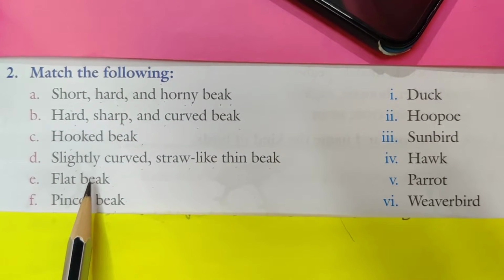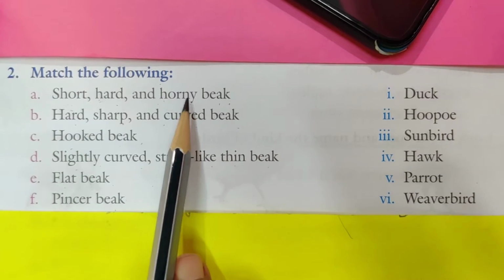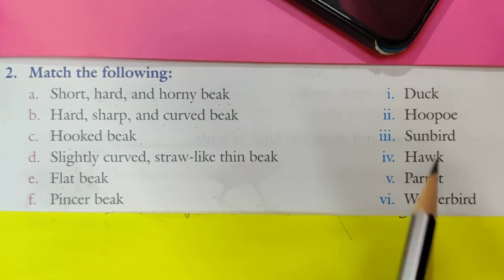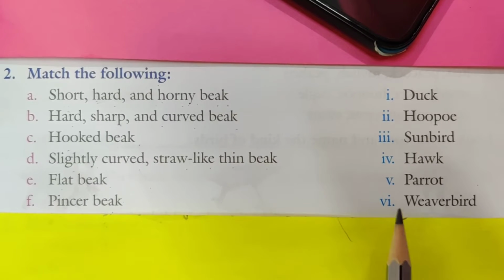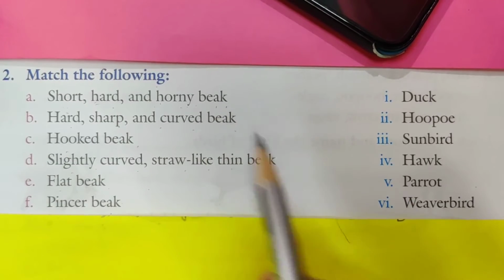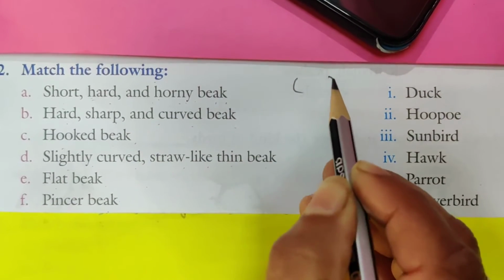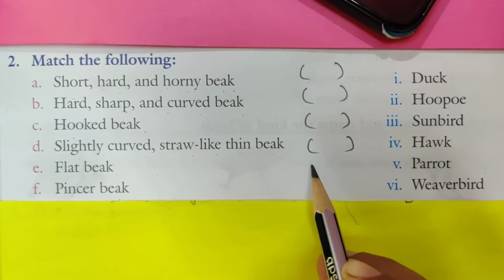Here he has given the types of beaks, and here he has given the names. We have to find out the type of beak and find the correct bird name, what type of beak they have. Now we are not small children to draw the lines. So we have to take the brackets, and in the brackets only we have to write down.